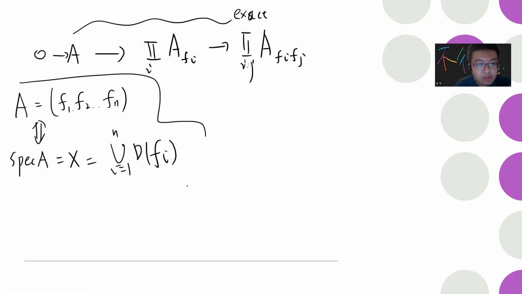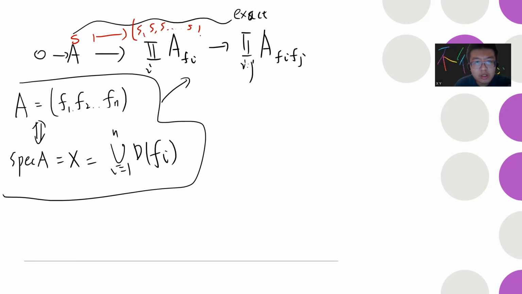Provided we have this, we have the sequence with A mapped to the product. If we have an element s here, this map will just localize: s restricted to f_1, s restricted to f_2, s restricted to f_3, up to s restricted to f_n. And for the next map, if somebody gives you s_1, s_2, up to s_n, then you can restrict them to the intersections.